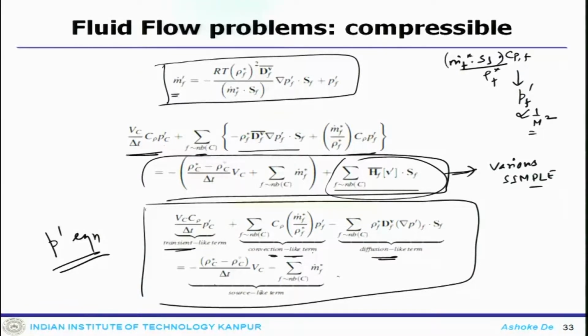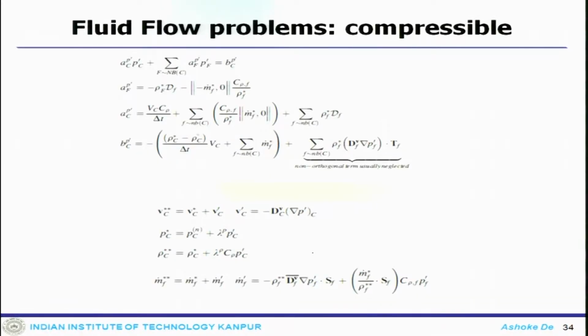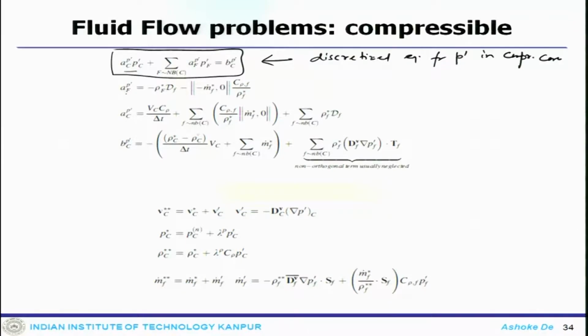One can actually neglect the non-orthogonal contribution for the diffusion-like term, and then the pressure correction coefficients would become like this. So, AC PC prime summation over all these would give rise to this source equation. That is my discretized equation for P prime in the compressible case. AF P prime would be minus rho f df minus mass flow rate m dot f Cf rho f.